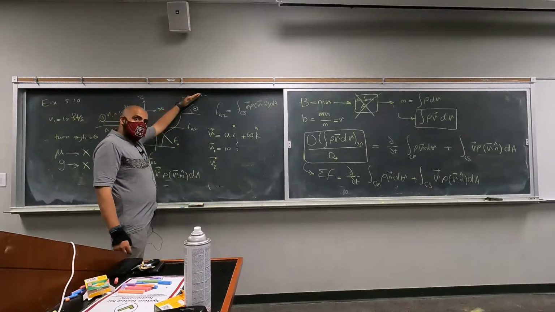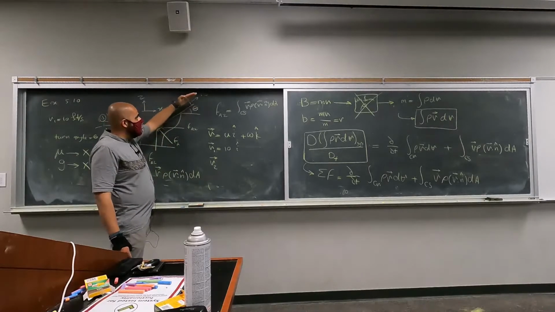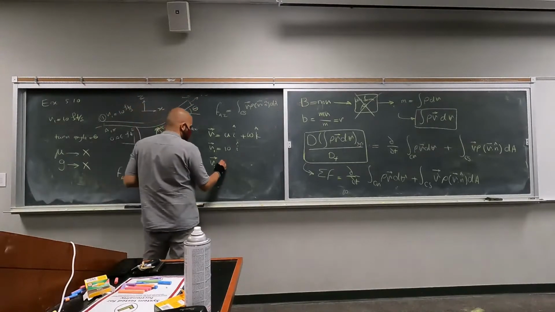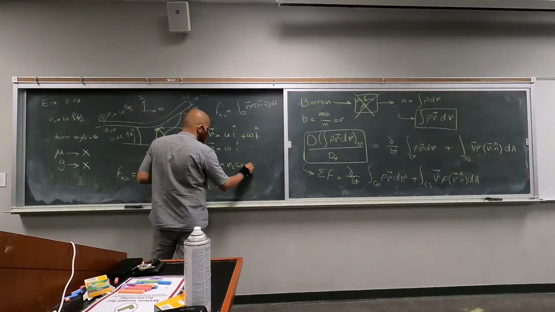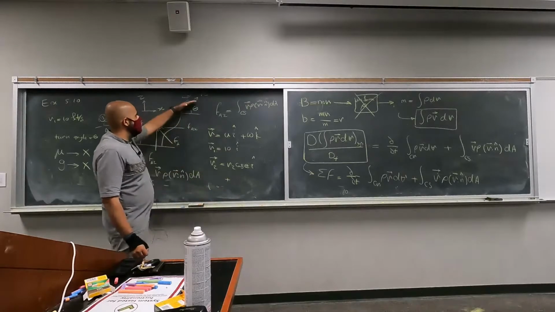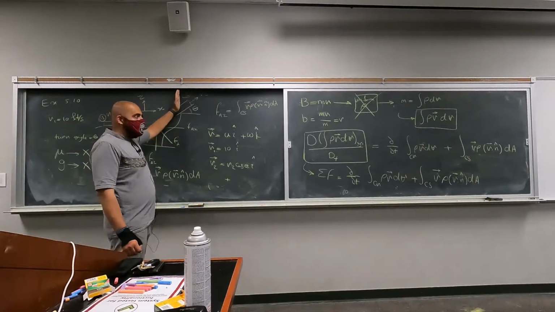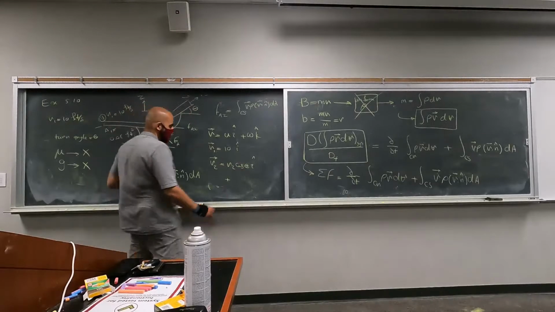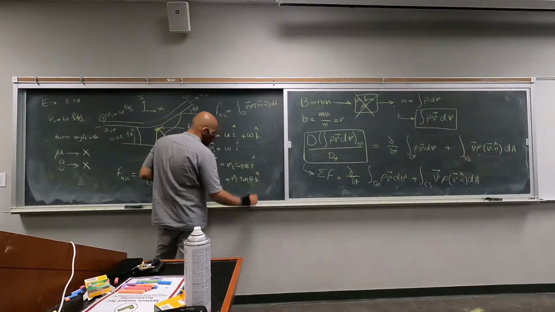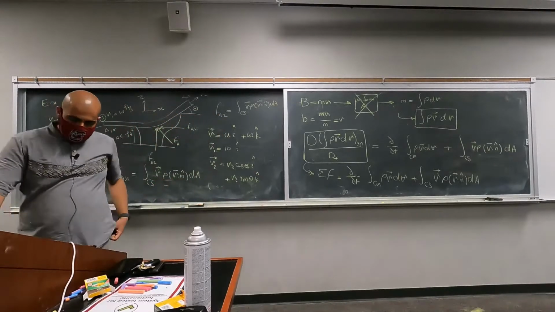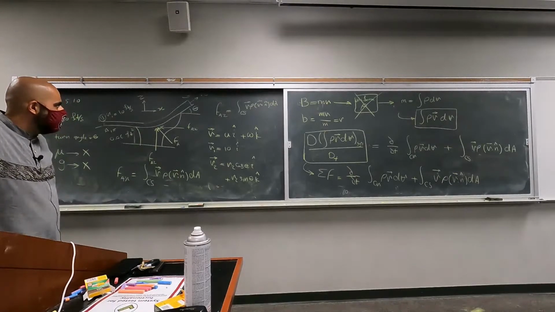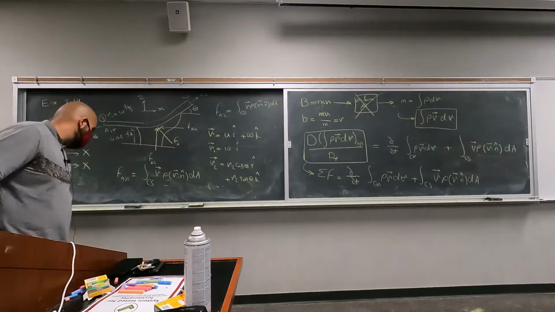What is the projection of V2 on the x-axis? It's V2 cosine of the angle, this angle. V2 cosine of theta i. And the projection of V2 on this axis is going to be V2 sine of this angle. Are there any questions so far? Okay. Let's continue.